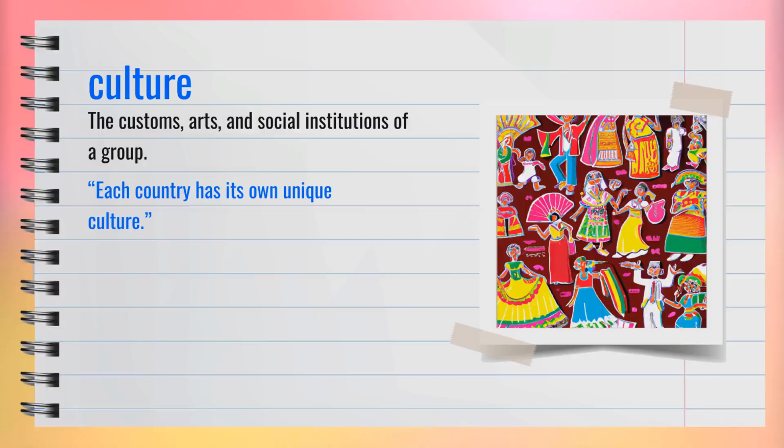The word culture, spelled C-U-L-T-U-R-E, is a noun. It refers to the customs, arts, and social institutions of a group. Synonyms include civilization and society. An example sentence is, each country has its own unique culture. So culture means the customs, arts, and social institutions of a group.